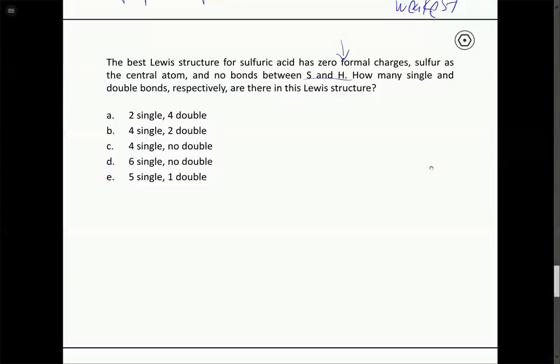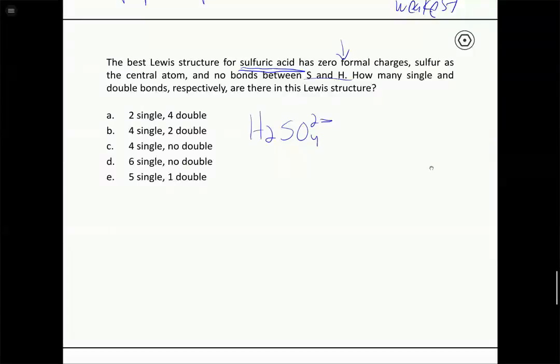So the first thing we need to think about: what's the formula for sulfuric acid? This comes down to nomenclature of acids. Sulfate is SO4 2-, and so we have to pair that with 2 hydrogens. So the correct formula for sulfuric acid is going to be H2SO4.